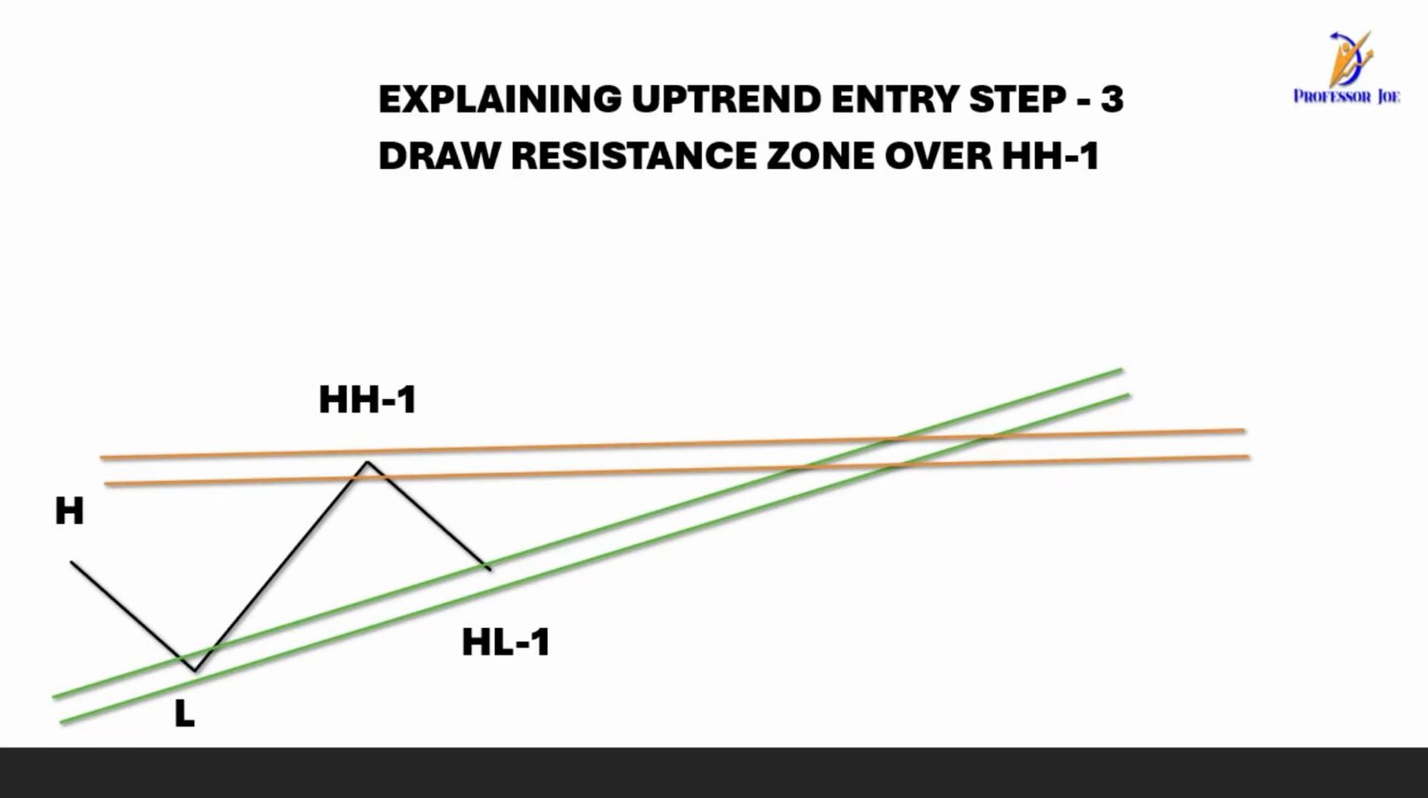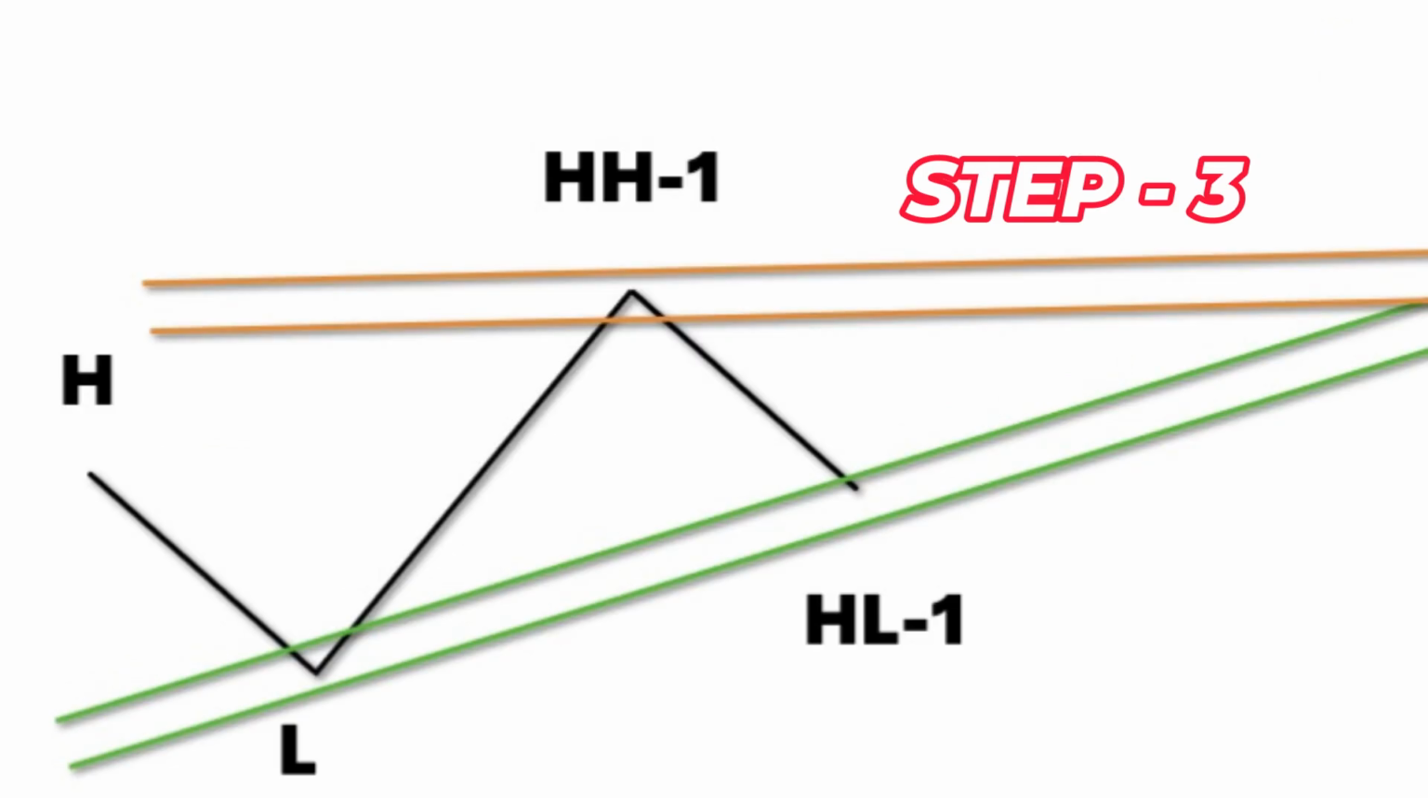Step number three, since the price has made a higher high, you have a resistance point over there. There you draw a resistance zone. Again, remember, not a line, a resistance zone. So like you can see, there's a resistance zone that has been drawn.